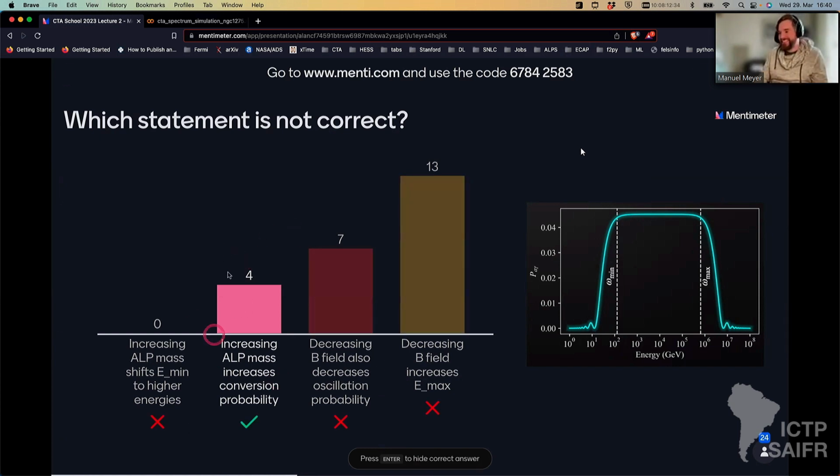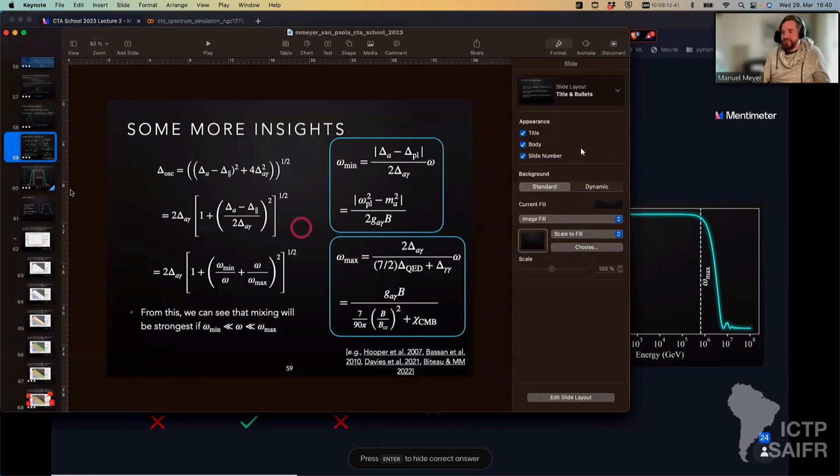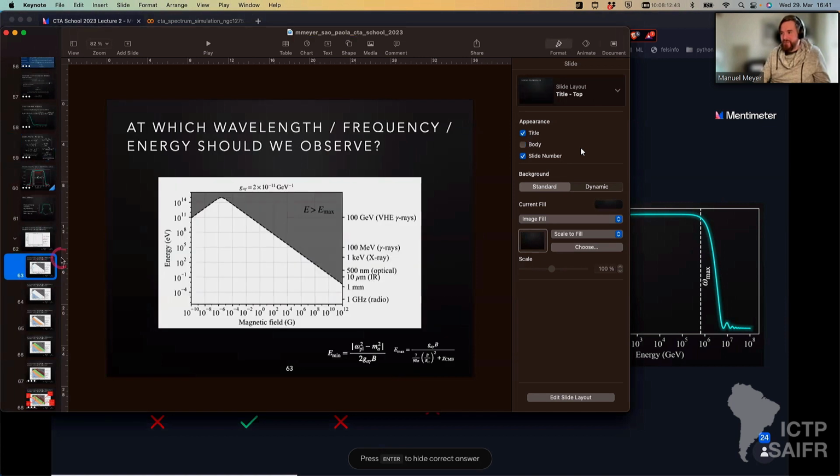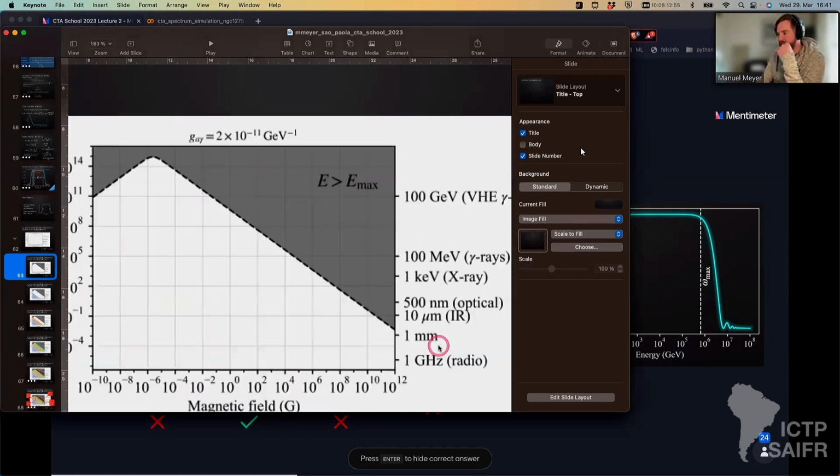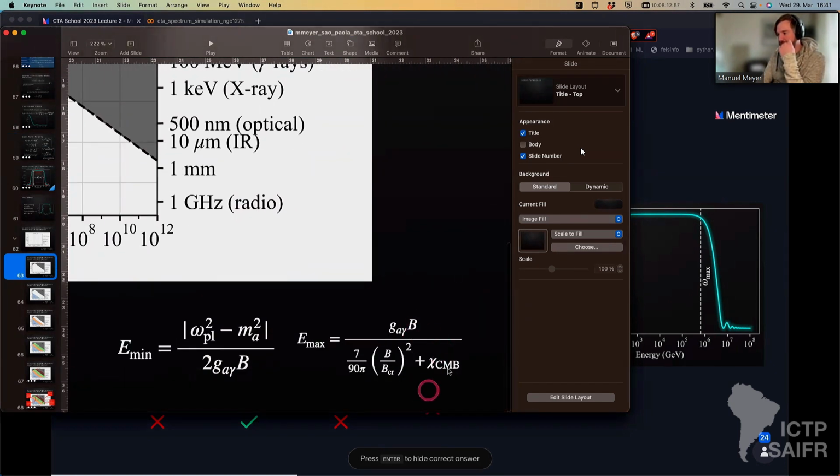So it's actually this one. Increasing the ALP mass increases conversion probability. So why is this? You just have to look at the formulas essentially. You can see it clearly in this plot. When we decrease the magnetic field, the maximum energy goes up. This is given by this line, and you can see this from this formula here. Let me zoom in. If we forget about this term, it's just G over B. So if you increase B, you decrease Emax. So this statement is actually correct.